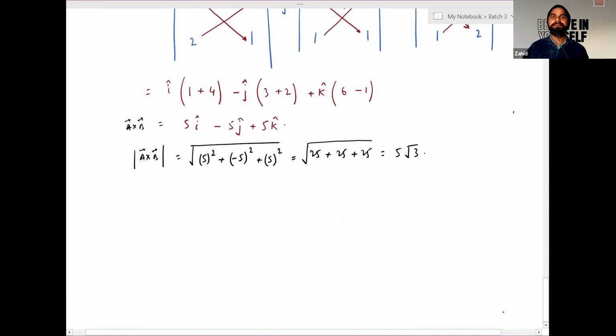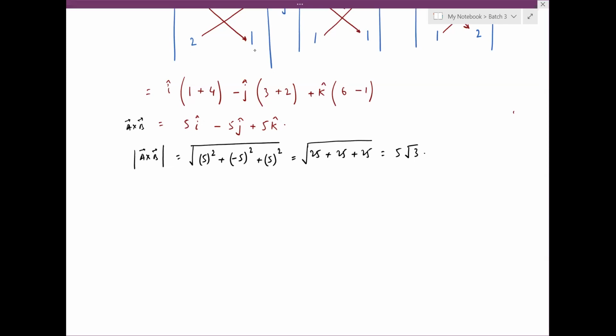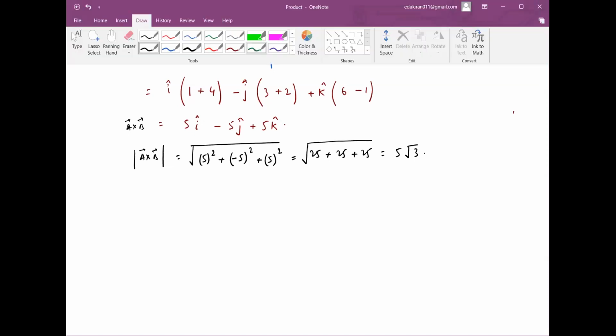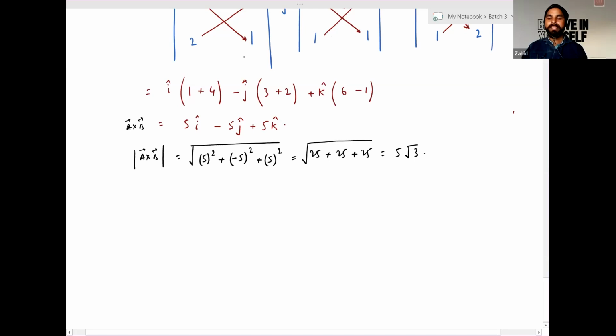Riba, any doubt? No, sir. Rehab, is it clear till this part?